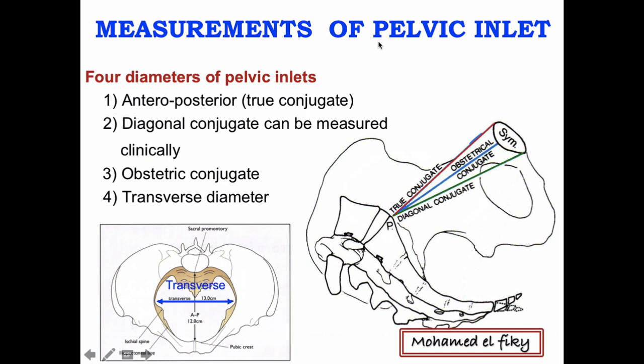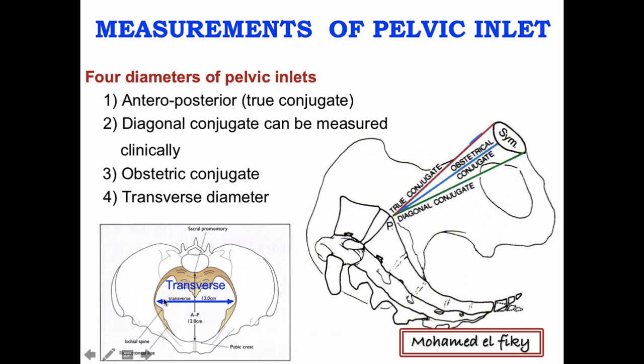Measurement of the diameter of the pelvic inlet: 3 anteroposterior diameters. The first one, or the upper one, from the promontory of the sacrum to the upper surface of the symphysis pubis is called true conjugate diameter. The lower one from the lower border of the symphysis pubis to the promontory of the sacrum is called diagonal conjugate diameter. The middle one from the promontory of the sacrum to the middle of the symphysis pubis is obstetric conjugate diameter. This is anteroposterior diameter.